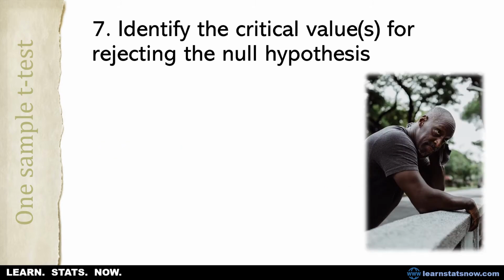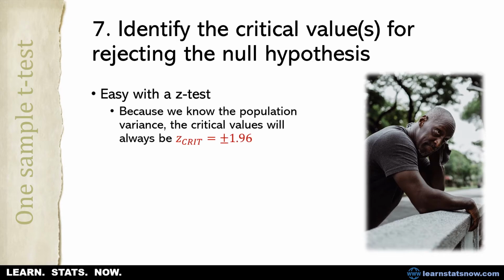Okay, now step 7, we have to identify the critical values for rejecting the null hypothesis. As you know, with a z-test, it was pretty easy to do that because all we needed to do was identify the cut points or the critical values on either side of the sampling distribution. That turned out to be plus or minus 1.96. So we would say that z-crit, or the critical value for z, was plus or minus 1.96.